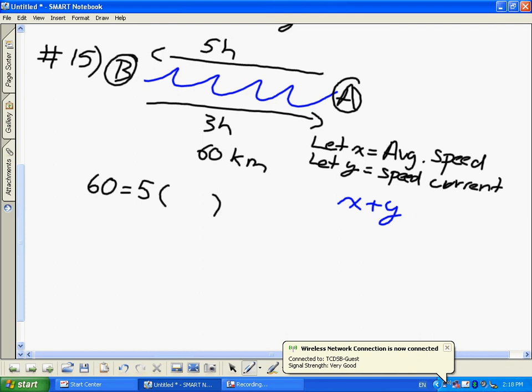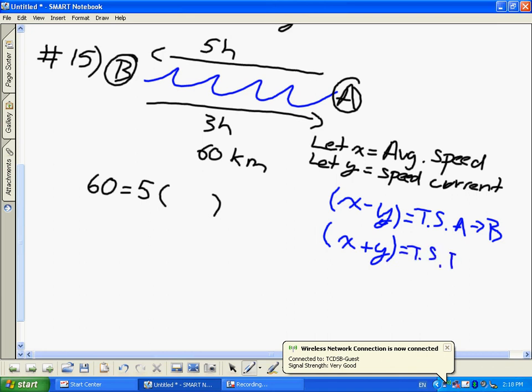Okay? So, its total speed on the way there, sorry, it's not x plus y. It'll be x minus y because the current was in the way. That's the total speed on the way there, A to B. On the way back, the current was helping the boat, so that's x plus y. That would be the total speed from B to A.